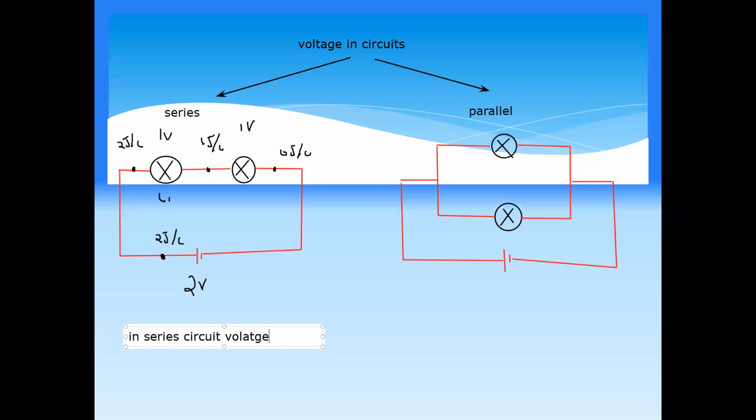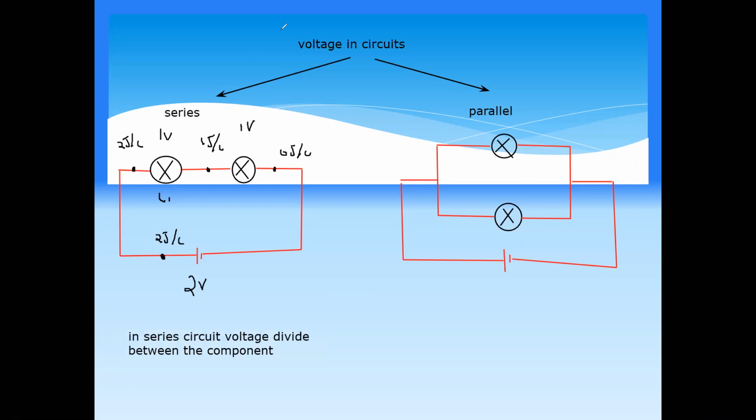So what happened, you can see here in series circuits, voltage divides between the components. So if there is a series circuit, what will happen? The voltage will divide between the components.